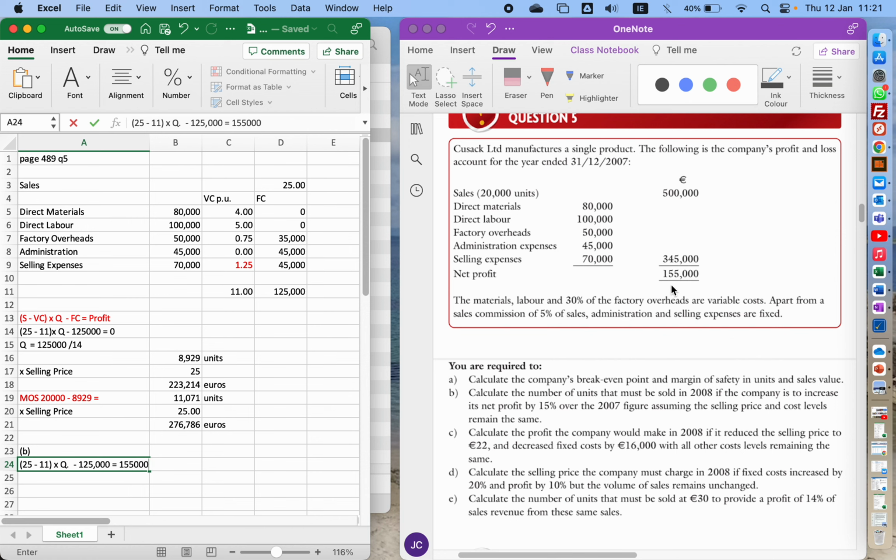That's the current profit we get from the question, and then we'll add on 15%. So we'll work out what 15% of that is and add it on. So I presume you can do the maths from that one. So that should be straightforward enough. If we move on to C.